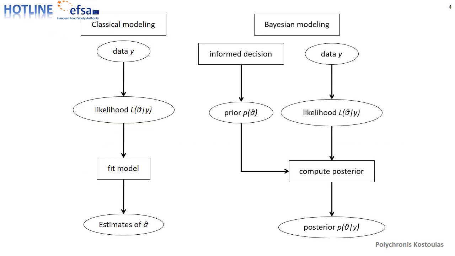So what is the difference between classical and Bayesian modeling? In classical modeling, we use the data to fit a model and estimate the parameters of this model. While in Bayesian analysis, we add some prior information about these parameters, and this prior is then combined with the likelihood of the data in order to compute the posterior distribution for these parameters.